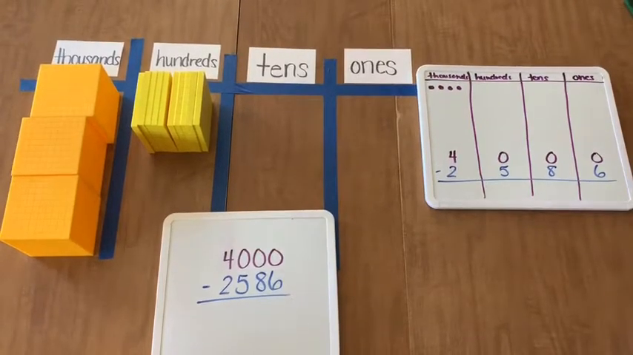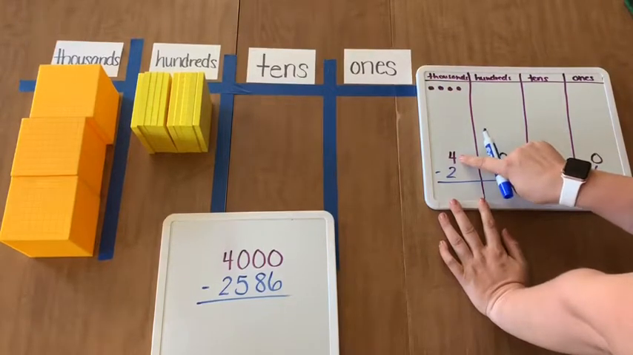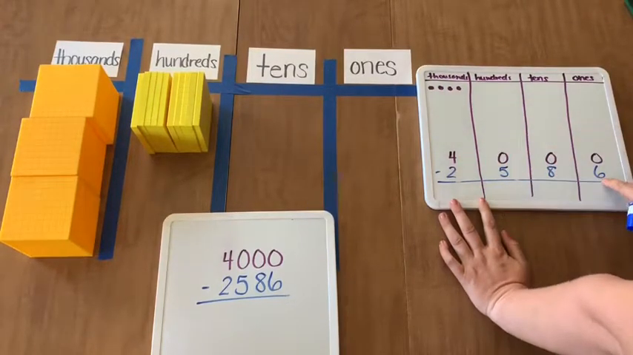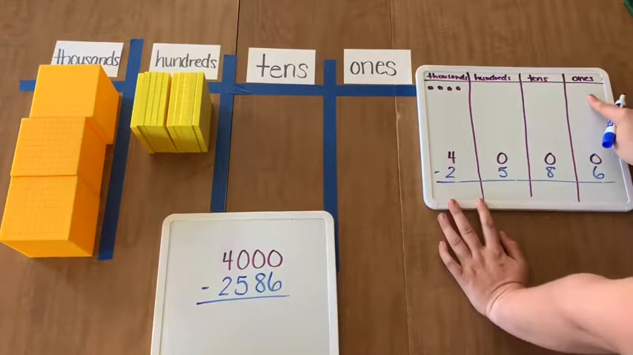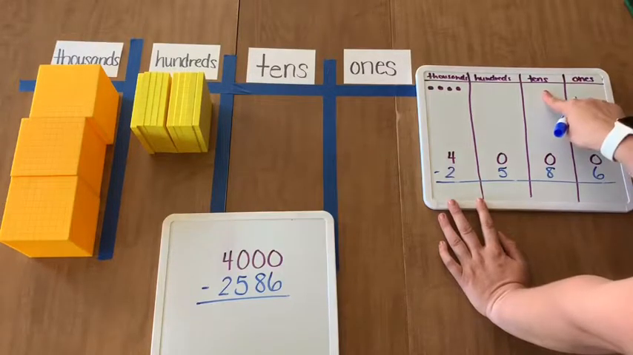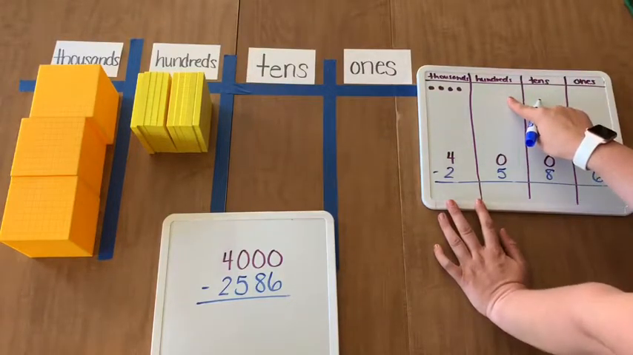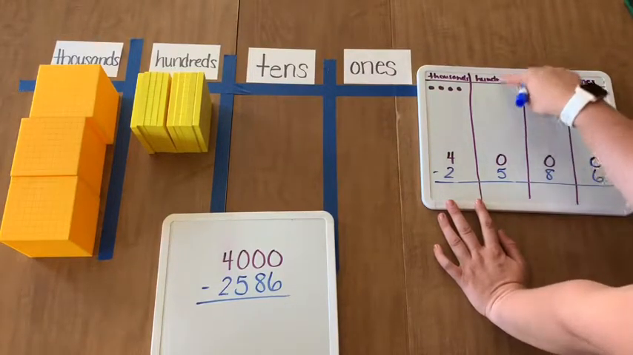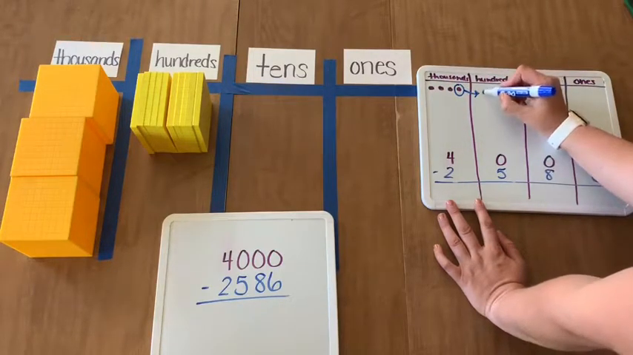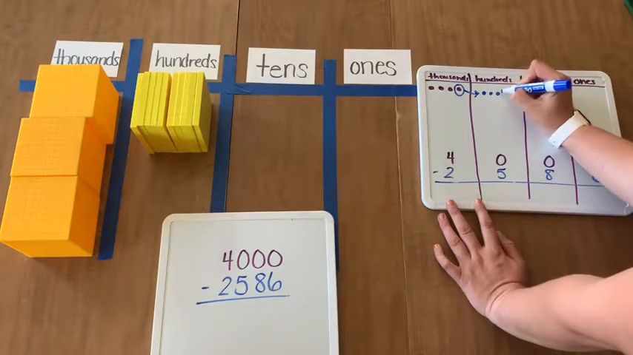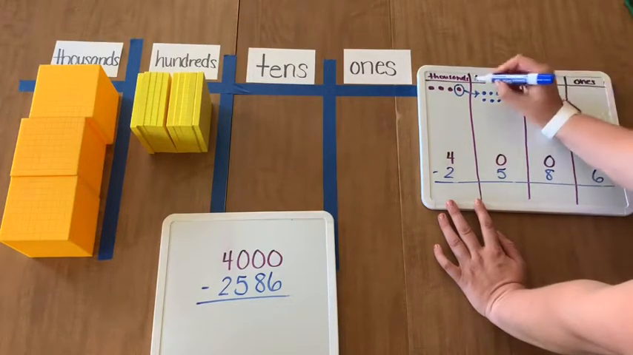In the place value chart, I'm going to show you the same thing. 4,000 minus 2,586, which is exactly what we have here. I need to subtract my 6 ones. I can't do it. I have nothing here to subtract. So I go over to the tens. I still can't do it. I have nothing to subtract. So I go over to the hundreds. I still have nothing to subtract. So I must go to the thousands to regroup. 1,000 is the same as 100, 200, 300, 400, 500, 600, 700, 800, 900, 1,000.